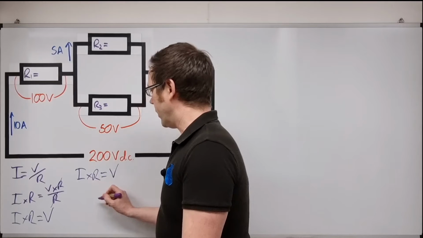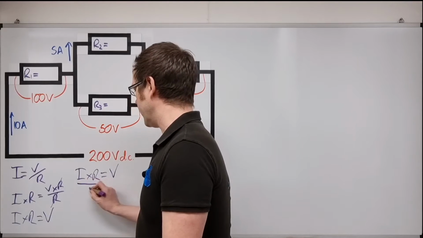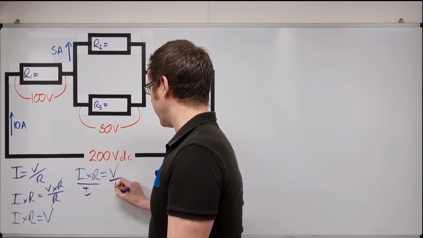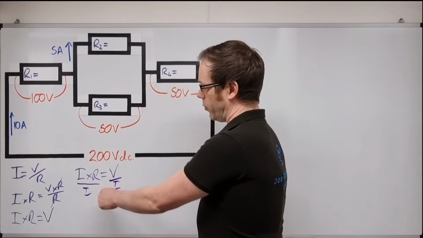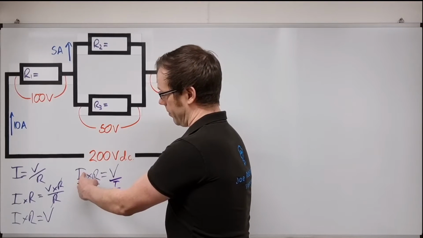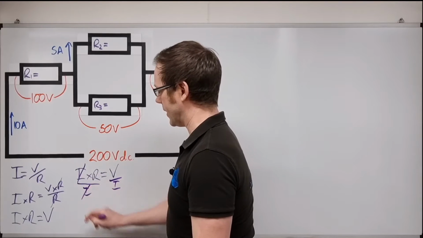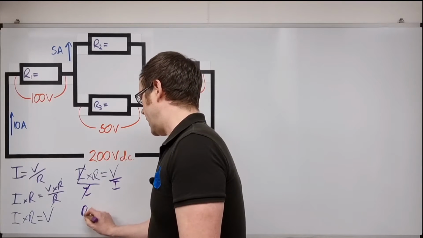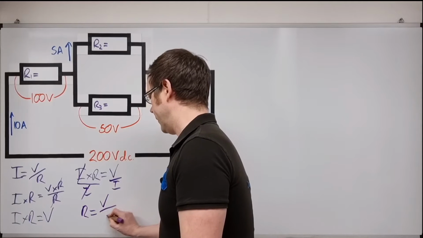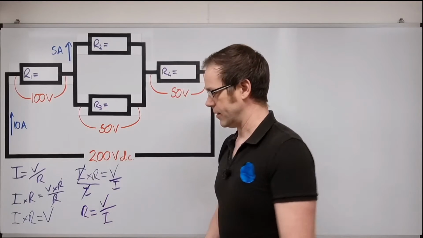So if we now divide both sides by I, we're back to the position we were in earlier where we're multiplying by a number and dividing by that same number, which means that they cancel out, and we're just left with R is equal to V over I. Nice and simple.